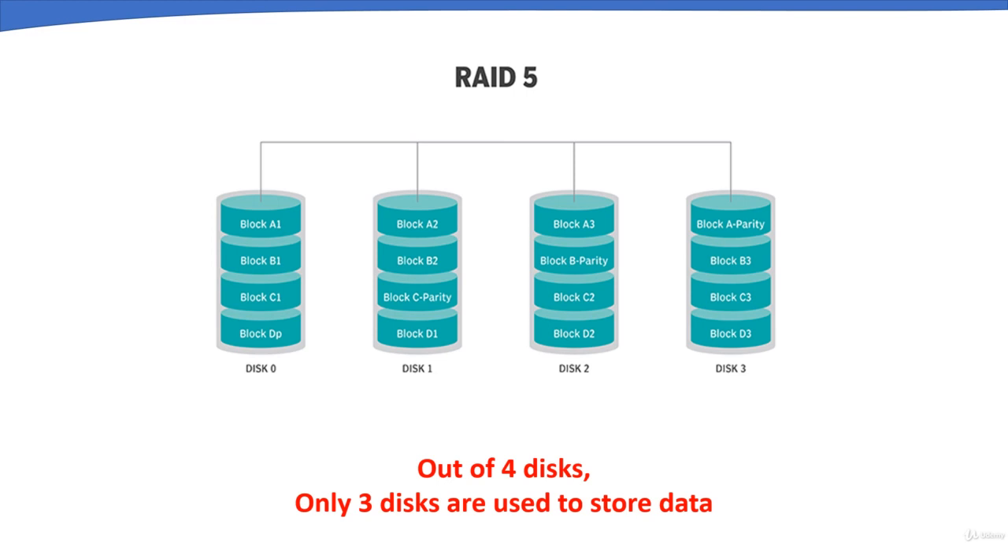Hence, if we are using 4 disks, then only 3 disks can be used to store data. The parity data are not written to a fixed drive. They are spread across all drives as the drawing shows. Using the parity data, the computer can recalculate the data of one of the other data blocks.